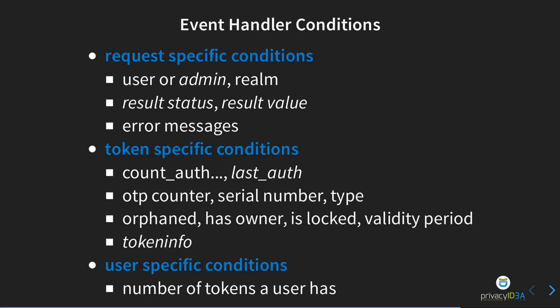And finally, we have user-specific conditions like how many tokens does a user have? If a user deletes his last token, what would happen? The user cannot authenticate anymore. You could define an event, so if the user has 0 tokens, then automatically create a new token for the user, for example, of the type registration, so that he gets a registration code, which then can be sent automatically to the user, so that he can again create a new token. Just making all this up.